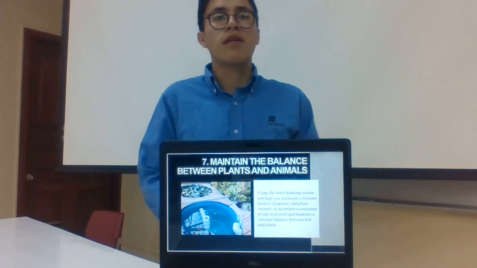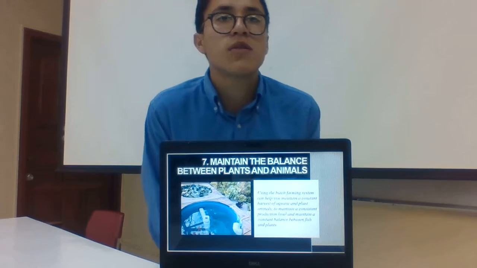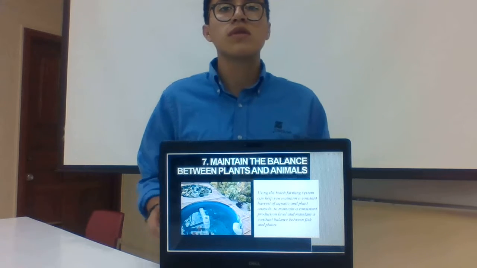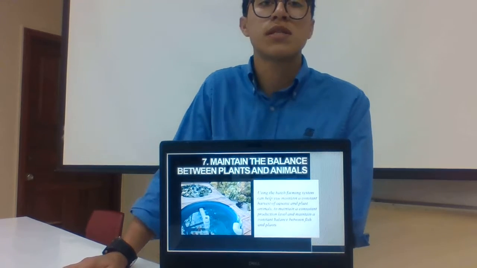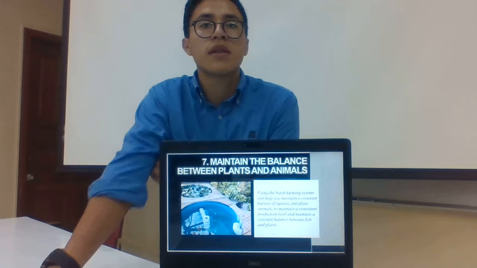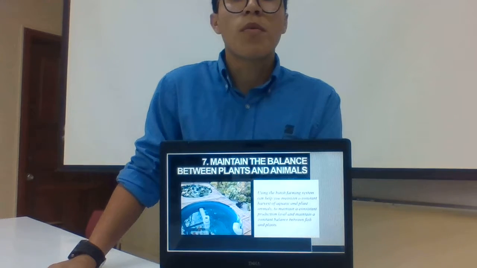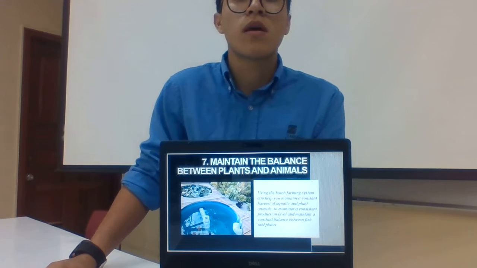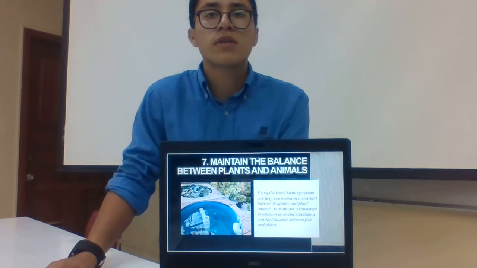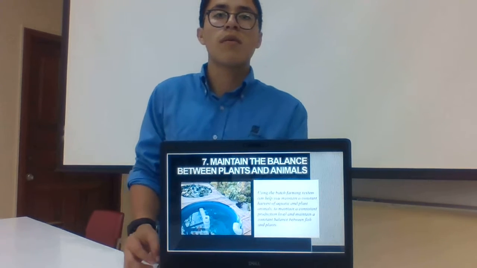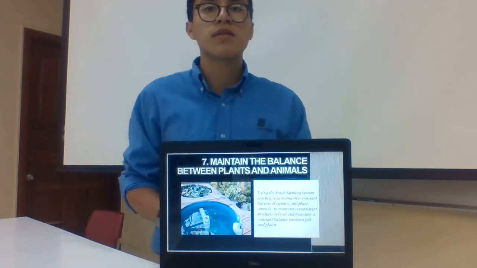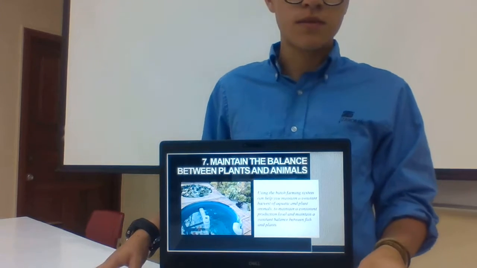And the last one: maintain the balance between the plants and the animals. Using a batch farming system can help to maintain a constant harvest of quality plants, to maintain a consistent production level and a constant balance between the fish and the plants.